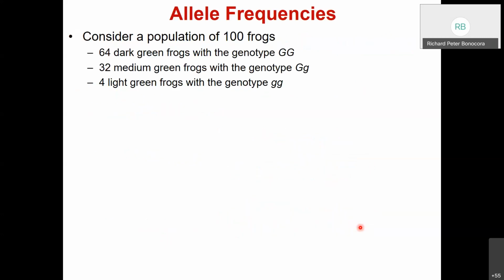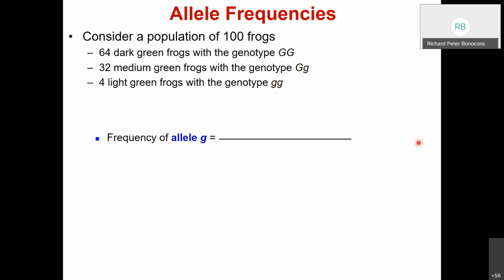So we're going to consider a hypothetical population of 100 frogs. Now, these frogs have different degrees of greenness, and they can be determined by their genotype. So you can look at their phenotype, and you will immediately know their genotype. So we have 64 dark green frogs, 32 medium green, and 4 light, and those are designated. The dark green frogs are, we'll say, capital G. The heterozygous frogs are the medium coloration, and the light green frogs are homozygous for the little g allele. Okay, so this is all stuff you've seen before.